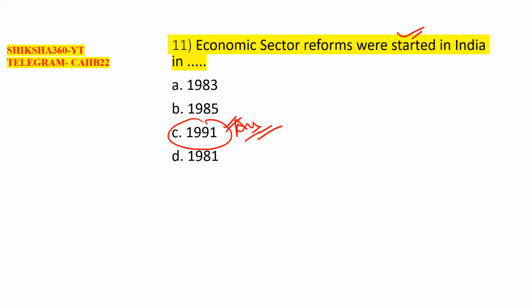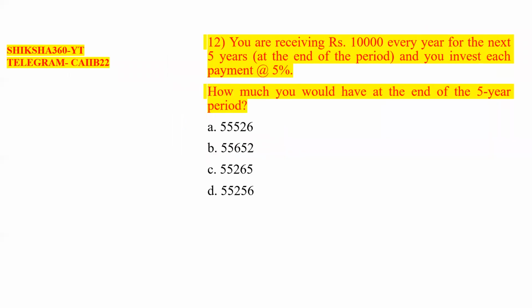That is a formula based question, and I request all of you to please understand what they are saying. You are receiving rupees 10,000 every year for the next 5 years. When you are receiving 10,000 at the end of the period, we use the annuity due. If we are receiving at the starting, then it is an ordinary annuity.